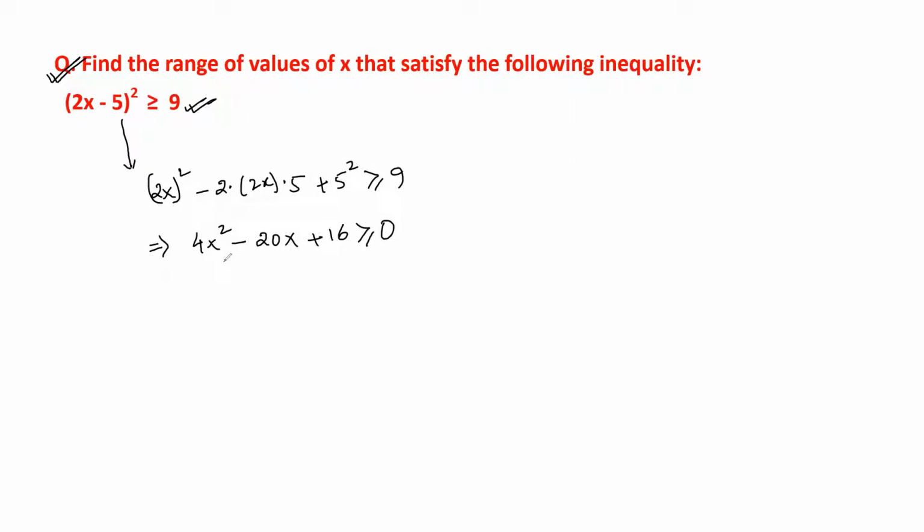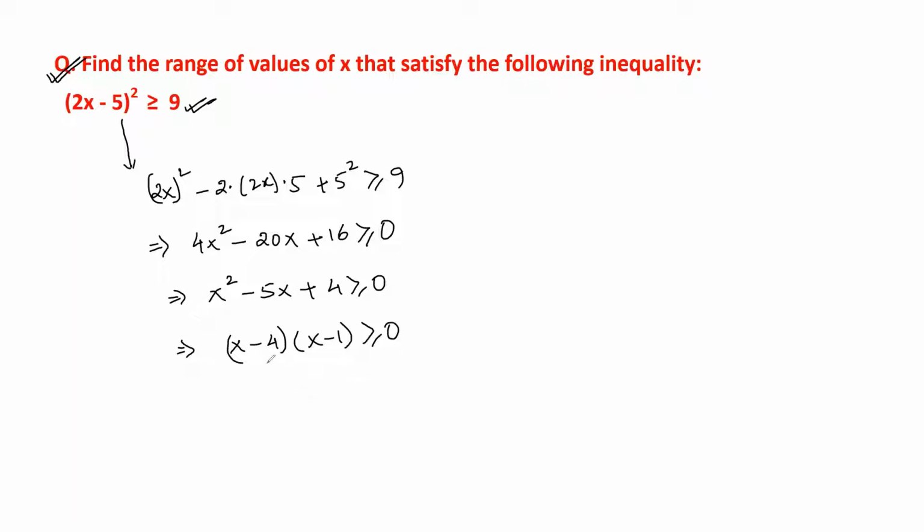Now, since 4 is common in this quadratic inequality, we can divide this whole inequality by 4. So this would be x square minus 5x plus 4 greater than equal to 0. Now, this is a quadratic inequality, and we know how to solve a quadratic inequality simply by finding its factors. So the two factors for this quadratic inequality would be (x minus 4) and (x minus 1), and this is greater than equal to 0.